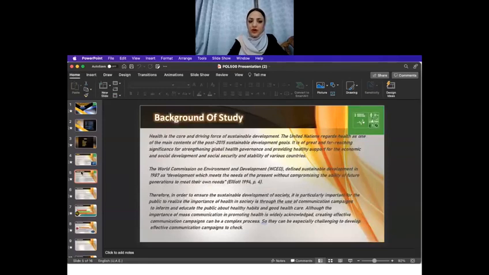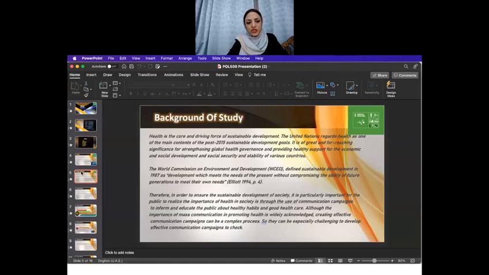This is the background of our study, as we had to go and check what is health. Why is health important? Health is the core and driving force of sustainable development. The United Nations regards health as one of the main contents of the post-2015 Sustainable Development Goals. It is of great and far-reaching significance for strengthening global health governance and providing healthy support for economic and social development and social security and stability in various countries.